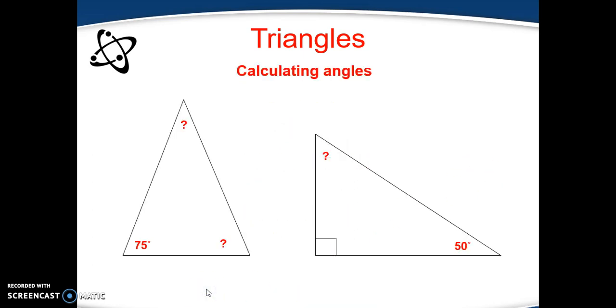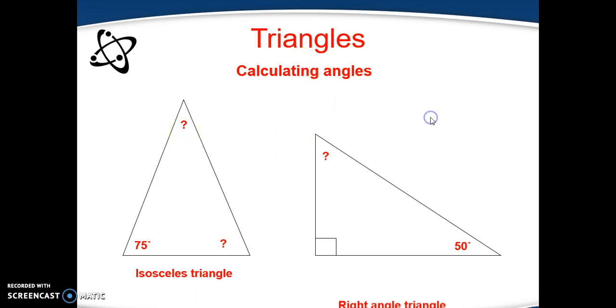This triangle here is called an isosceles triangle. An isosceles triangle just means that these two sides are the same size. You'll always get at least two sides in an isosceles triangle the same size. So let's think about how you calculate. Remember, all triangles must add up to 180. So if that is equal sides, that means this is 75, so this side must be 75. If you add 75 and 75 together, that gives you 150. And if you take 150 away from 180, that means this angle must be 30 degrees.